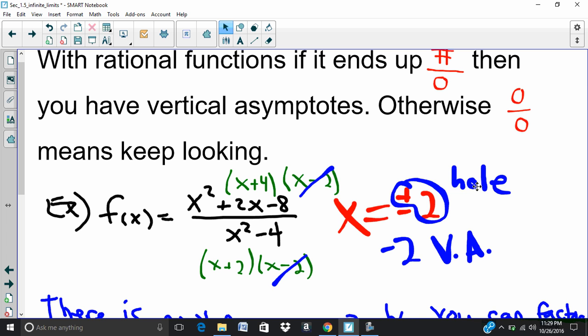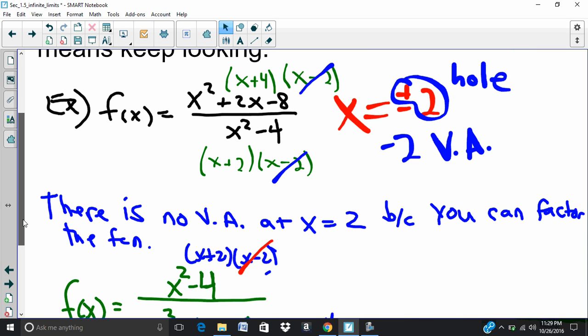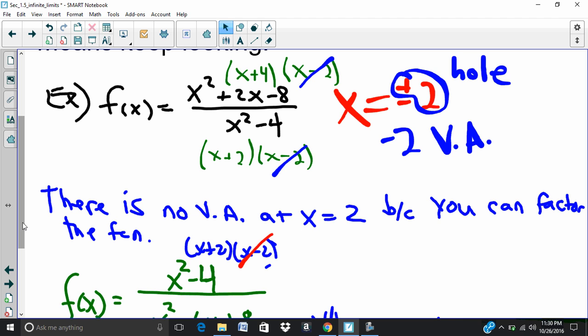It was a removable discontinuity that we now have removed, and the only asymptote that we have left is where x equals negative 2, because here negative 2 would cause this to equal 0. And so that happens sometimes, where you can simplify functions, and where you thought you had an asymptote, you really didn't. You have an asymptote somewhere else. Alright, so there is no vertical asymptote at x equals 2, because you can factor the function and simplify it.